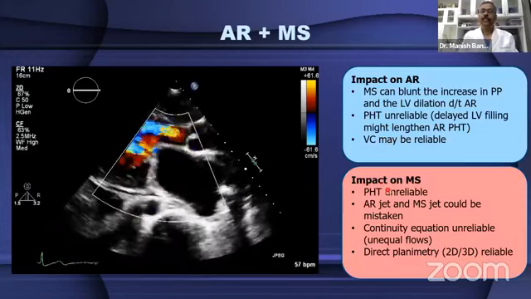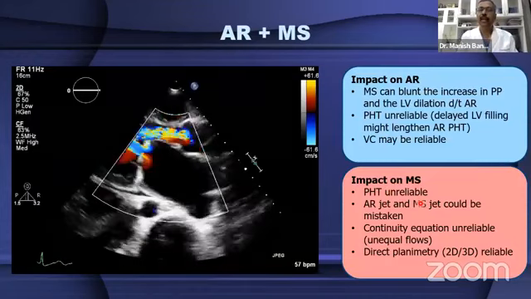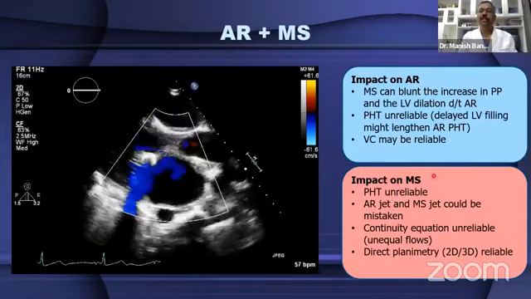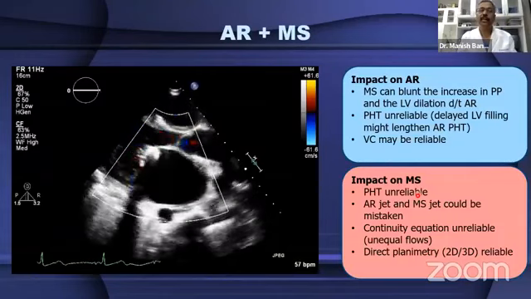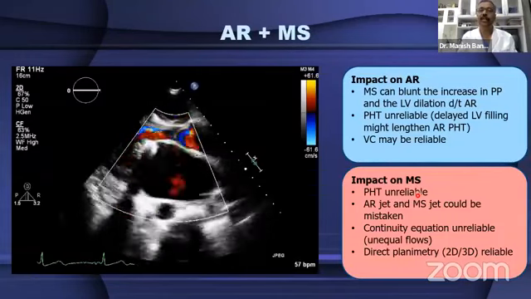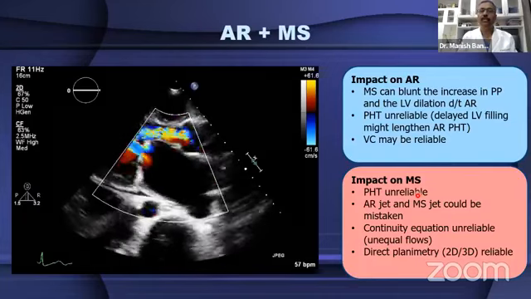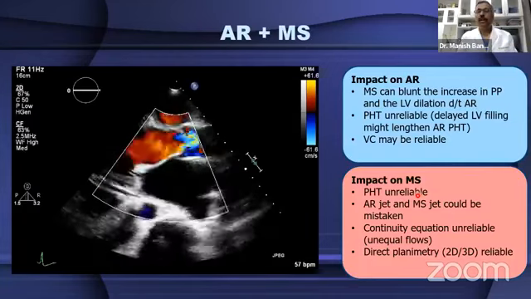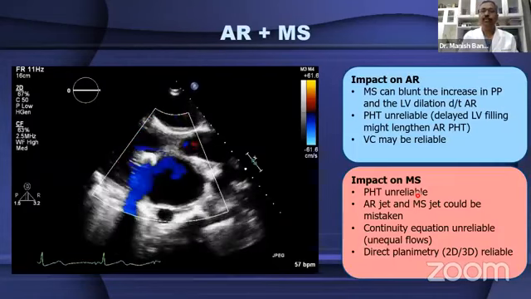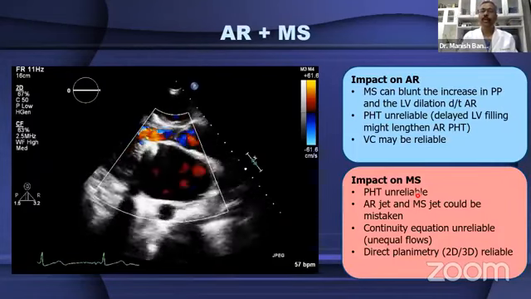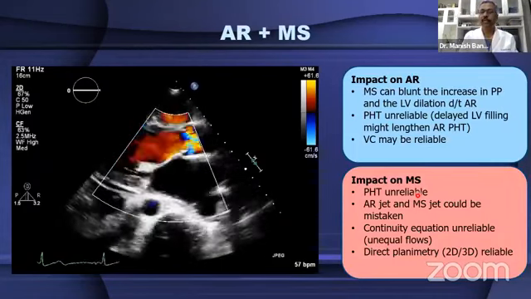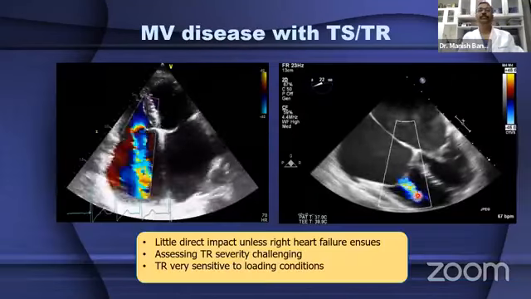AR also affects assessment of MS. PHT is unreliable in these patients. Many times the AR jet hits the mitral valve and impairs mitral valve opening, so that may also complicate assessment of mitral stenosis severity. Continuity equation we cannot use because of unequal flows. So ultimately, we will have to rely on direct planimetry using 2D or 3D.